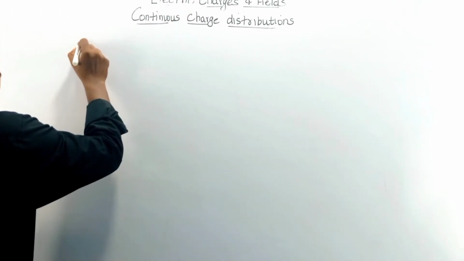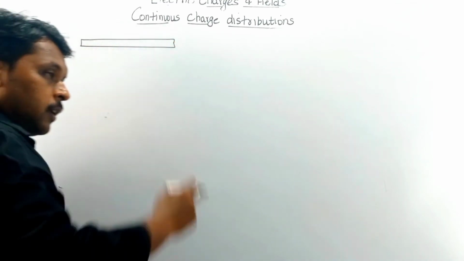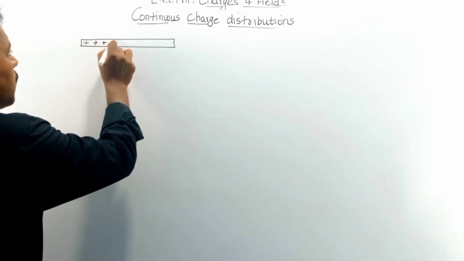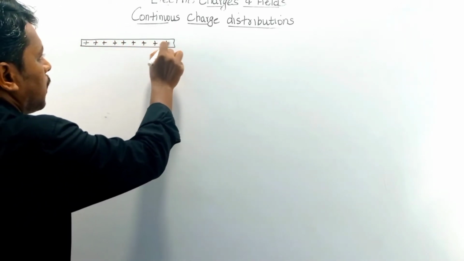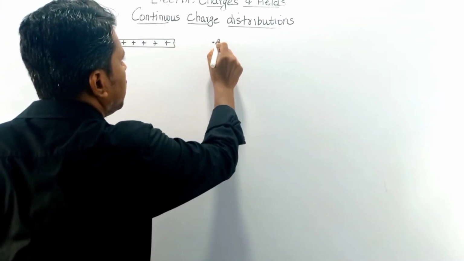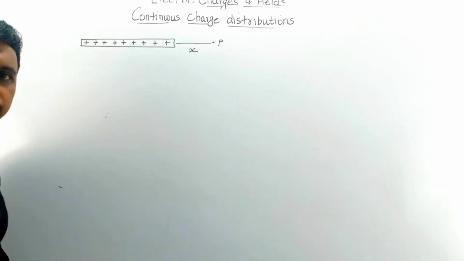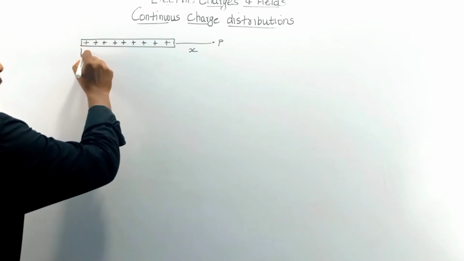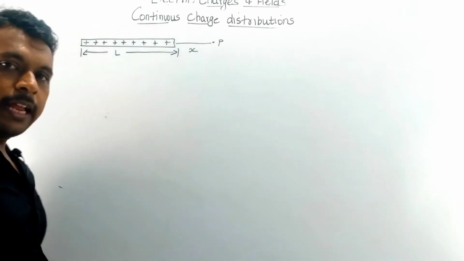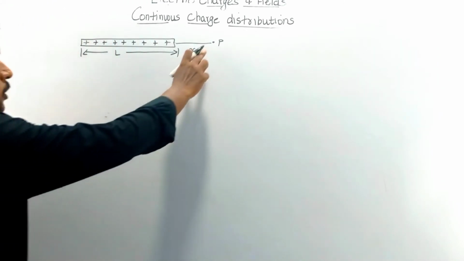So I have an arrangement like this, which explains a linear charge distribution. We have a conductor like this. I have a point P here, which is placed at a distance x from the conductor. The total length of the conductor, let us take it as capital L. Now I want to find the total net electric field at this point P.